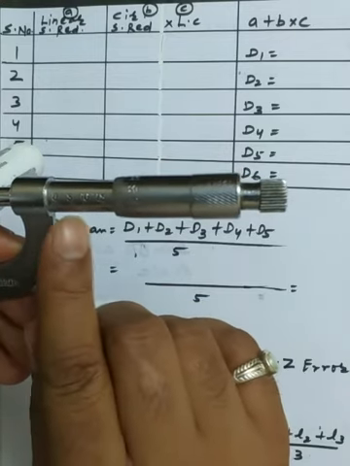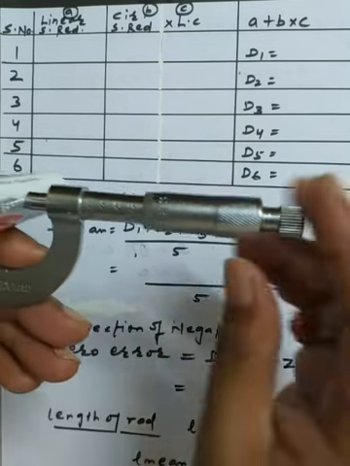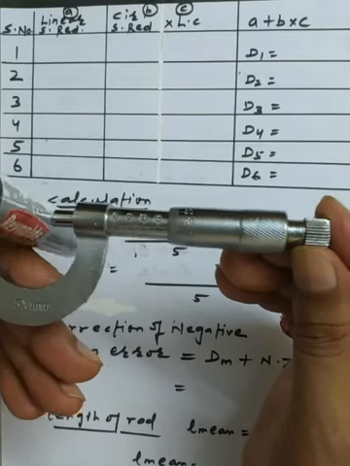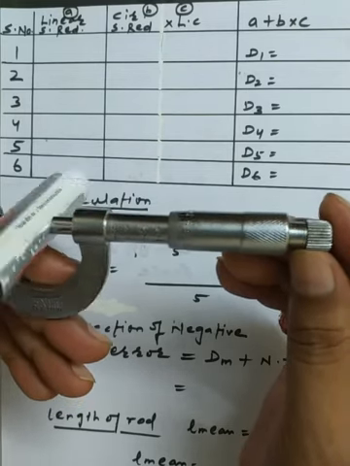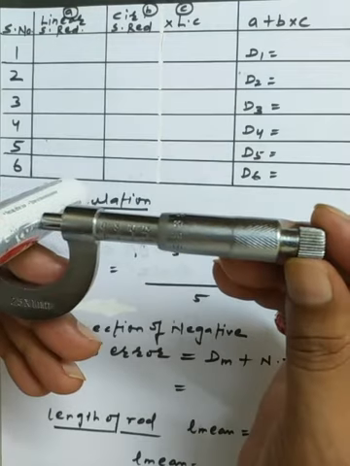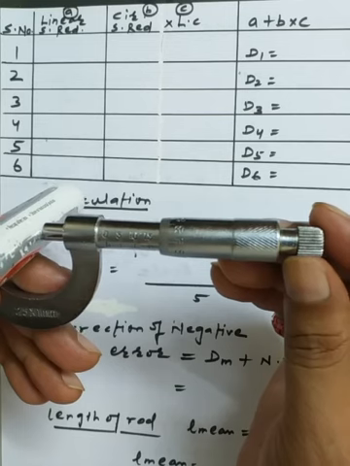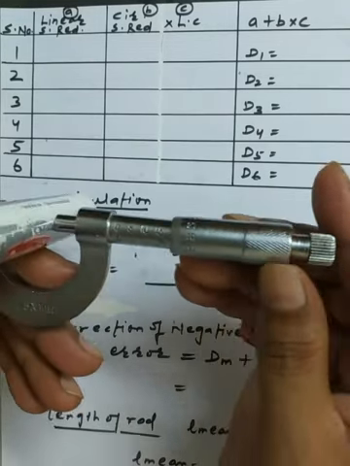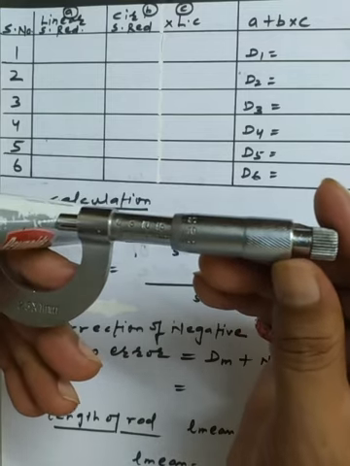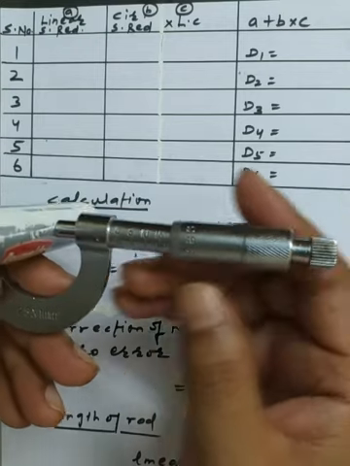So 5, 10, 15, and then after that 3 divisions we have. So it shows that the main scale reading is 18, and 18 what, mm. Okay, so this is the simplest observation we have noted down, that is the linear scale reading. Now I am taking the circular scale, so I can easily see it. The 64 division is coinciding with the main scale.